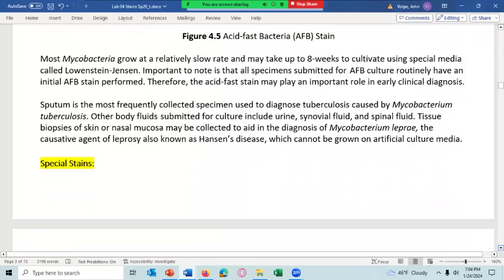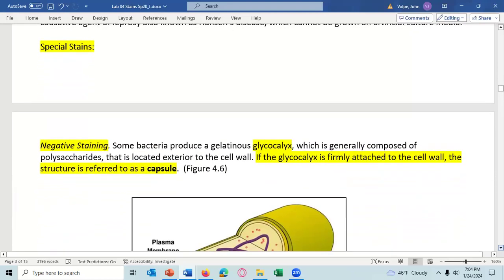I will state that most mycobacteria grow slowly, and it may take up to 8 weeks to cultivate the mycobacteria. In microbiology, we usually have faster growing mycobacterium, but even so, the cells are typically slower than any other bacteria cell. Well, I should say any other aerobic bacteria cell, at least that we have in the slide, in the lab.